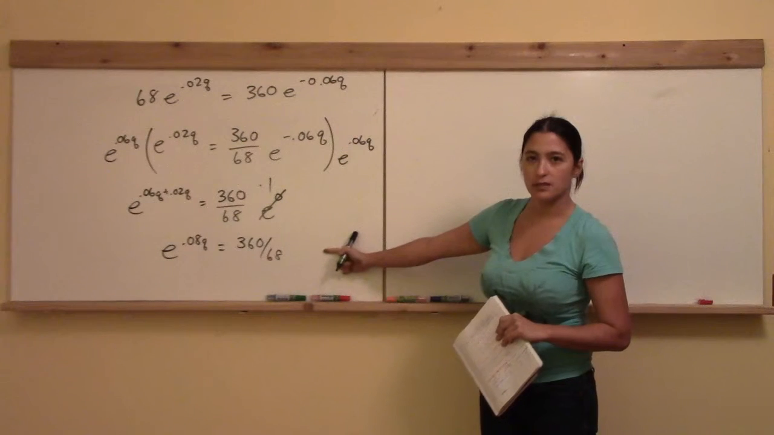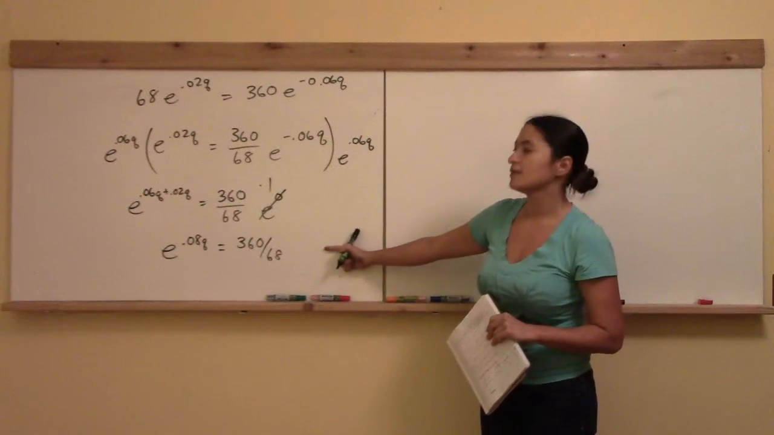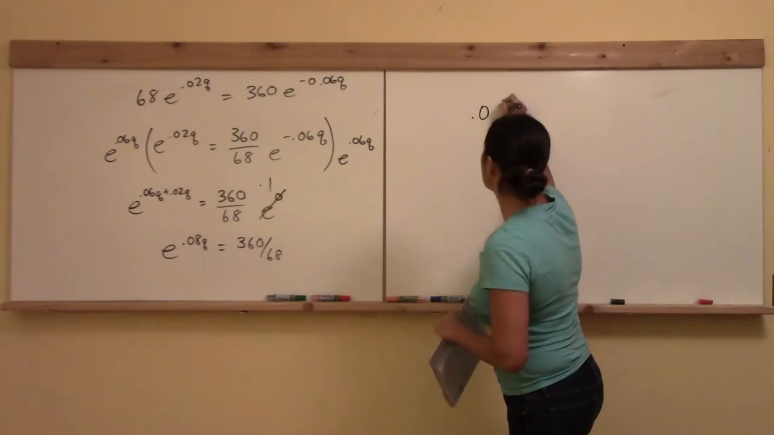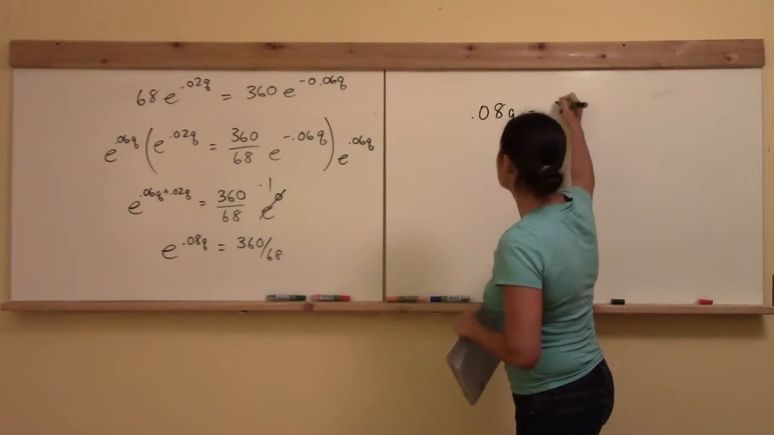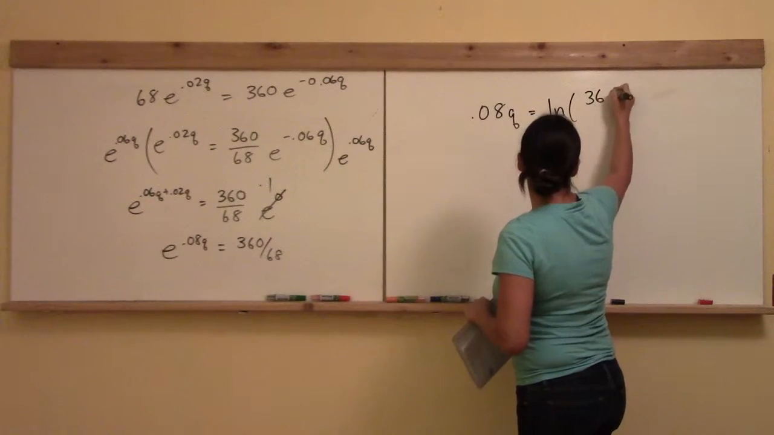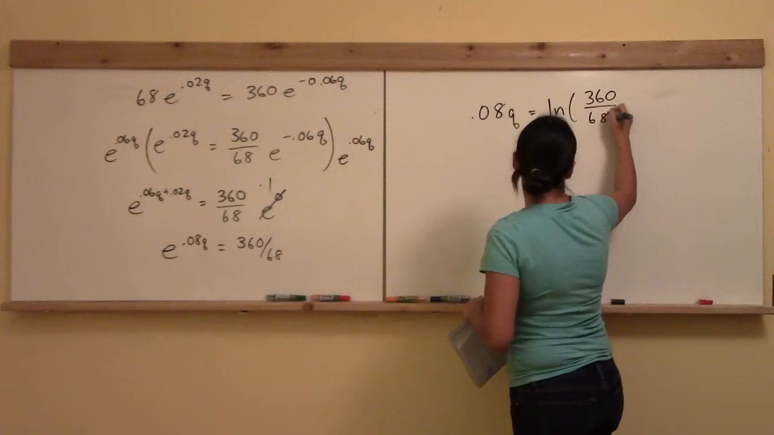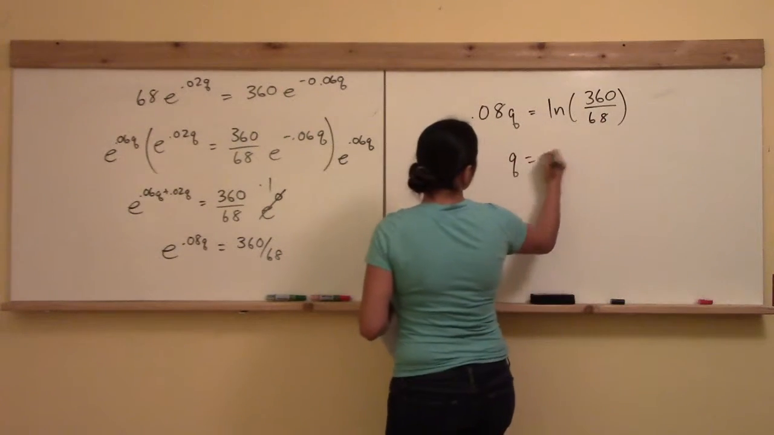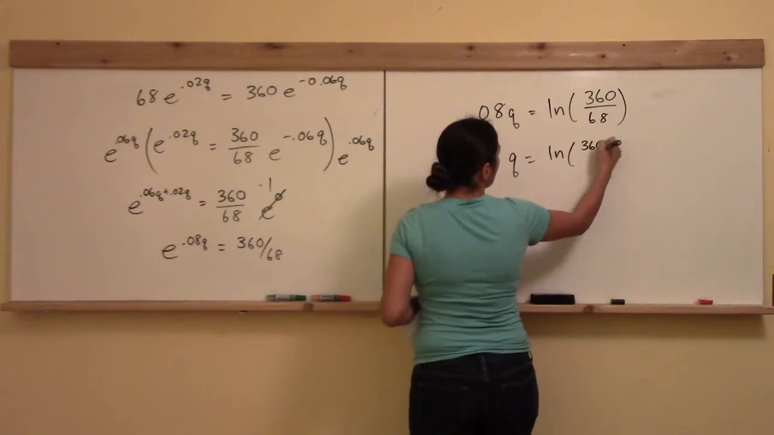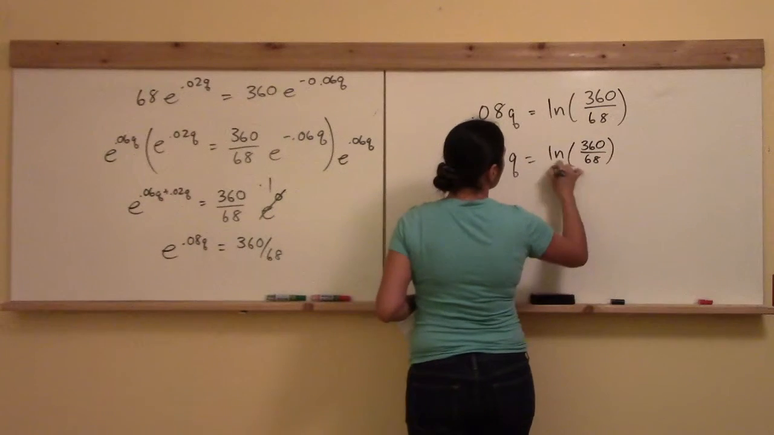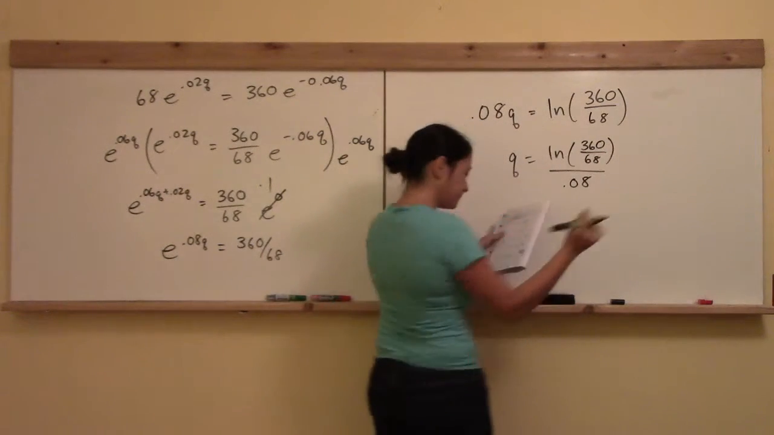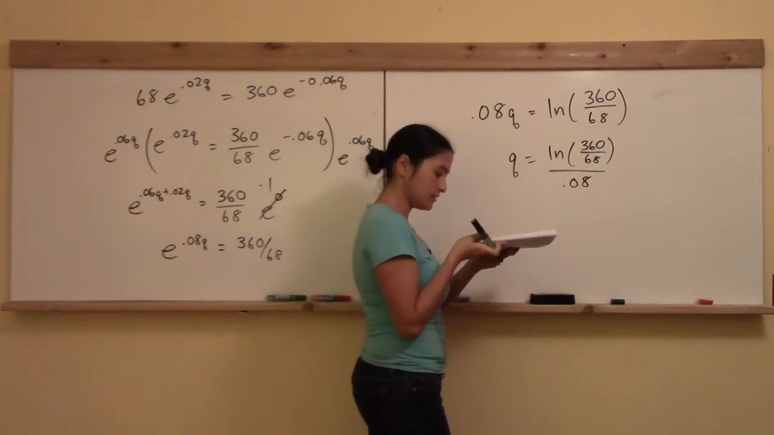What did you do on this step right here? Taking the natural log of both sides. That's right. So then the exponent comes down on that side, and we've taken the natural log of both sides on this side. And then we just say that q is equal to the ln of 360 over 68 divided by 0.08. That would be the exact answer.